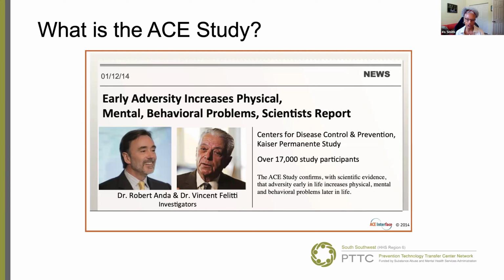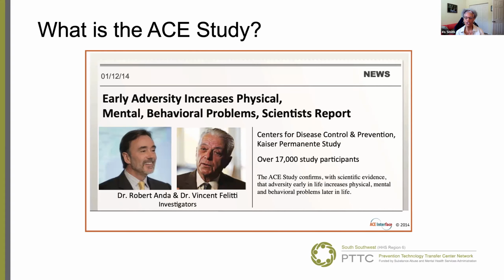The original ACE study was done in 1998. And you see before you the two co-researchers or co-investigators of the original study, Dr. Robert Anda and Vincent Felitti. The original study is one of the largest of its kind and had over 17,000 study participants. The participants were drawn from patients who were enrolled in the Kaiser Permanente case management system. So these were obviously people who had insurance, generally were employed. Income data suggests that they were probably in the mid to upper range in terms of income.